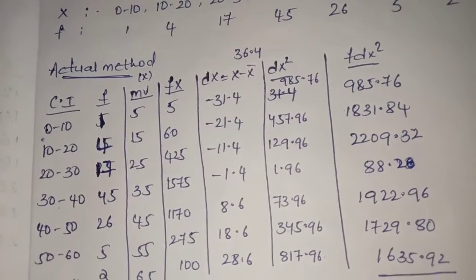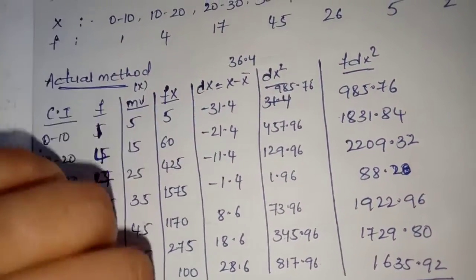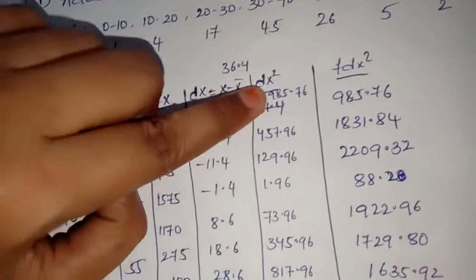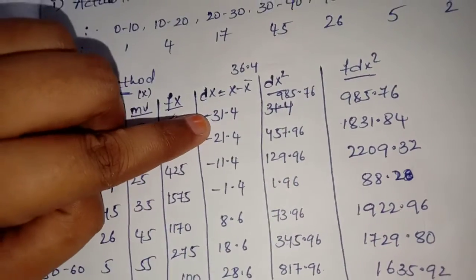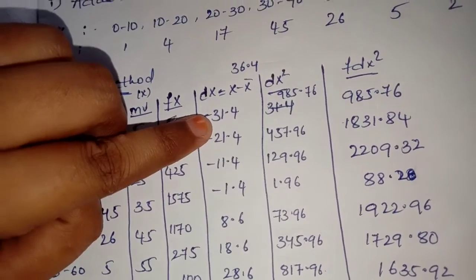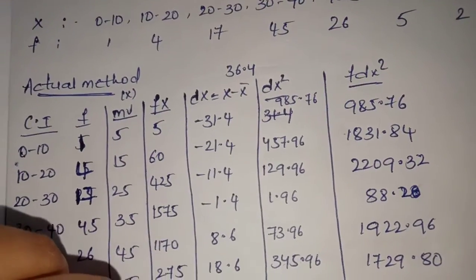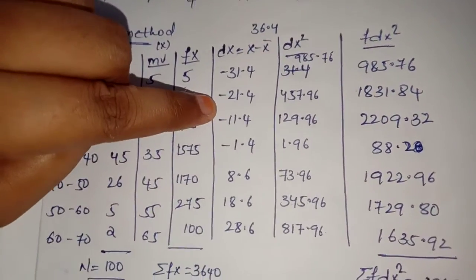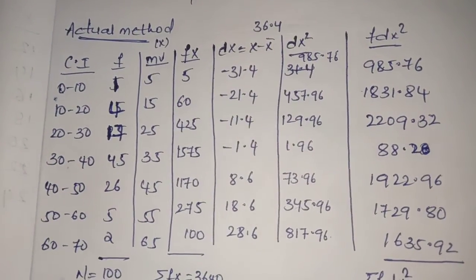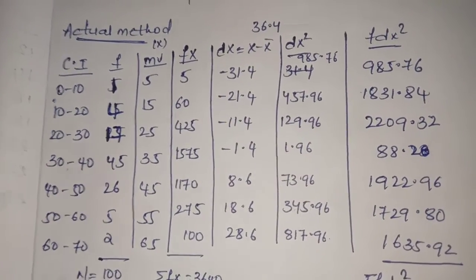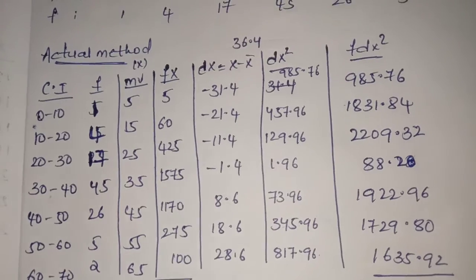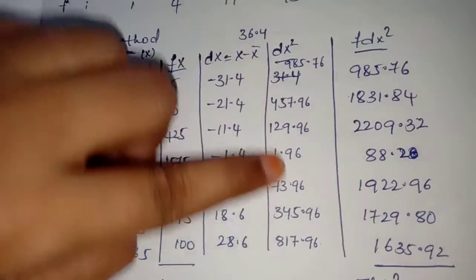Now we have to find out dx square. So these are the dx values, and we have to find dx square. 31.4 into 31.4, you'll get 985.96. Now 21.4 into 21.4, you'll get 457.96. Like that we have to calculate dx square.